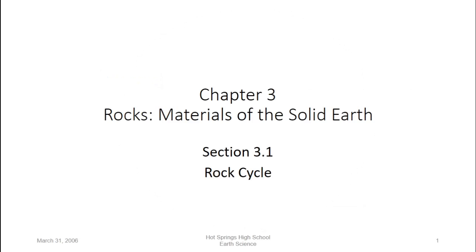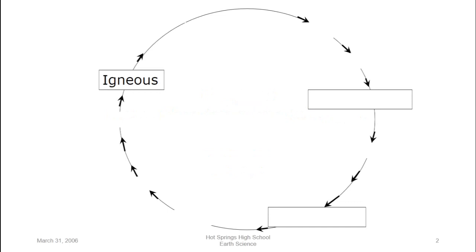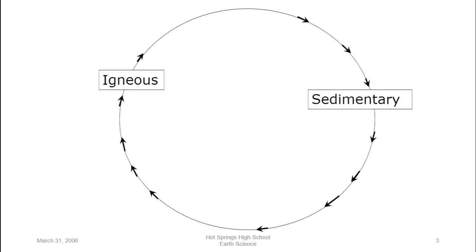This is section 3.1. We're going to start with a really blank piece of paper, and we could pick any starting spot that we wanted to on the screen. I'm going to pick igneous rocks, and we'll go from there. We know the three main types of rock: igneous, sedimentary, and metamorphic. The whole goal of the rock cycle is to show how these can transfer from one form to another.